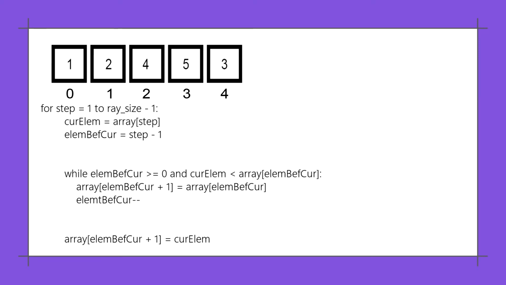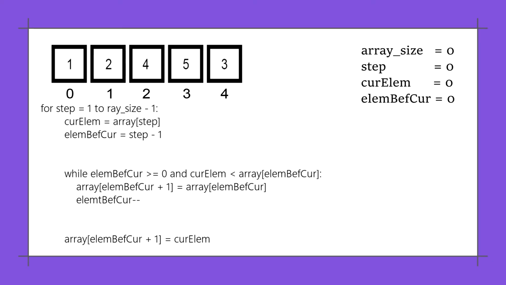Let me explain first the variable names and the function of the code. Array size is the size of the array. Step is the iteration of the loop. Car_lm means the current element that the loop is holding. lm_bef_car means the element before the current element. For example, if the current element is 4, then the element before that current element is 2.